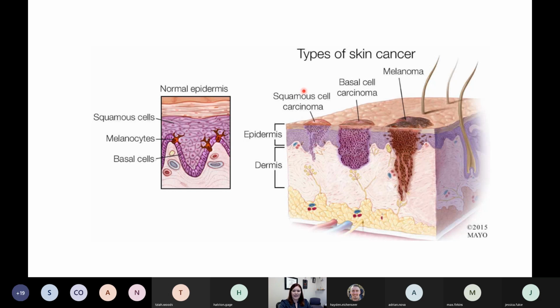When I'm looking at these 3 kinds of cancer, let me number them so it's easier for you all to talk back to me. Let's say that squamous cell is number 1, basal cell number 2, melanoma number 3. Is it 1, 2, or 3 that's the most common kind of skin cancer? Do we remember? Was it 1, 2, or 3 that is the most common?